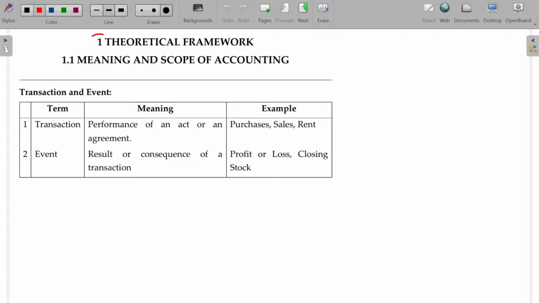Theoretical framework. Let's start with, in this particular content, you have to understand the concept as well as capital and revenue receipts and payment. Concepts, conventions, assumptions.